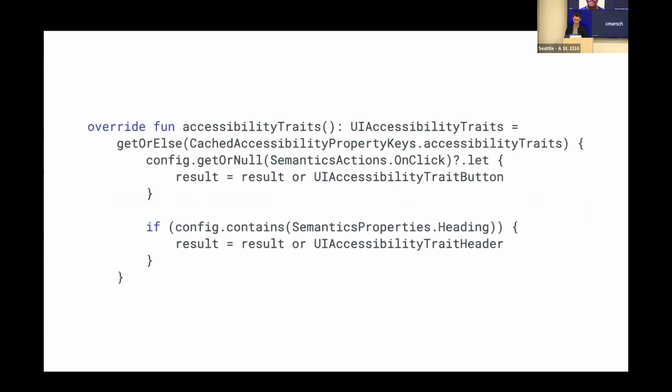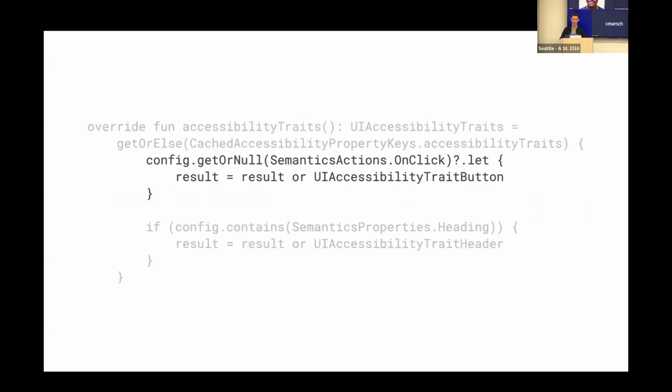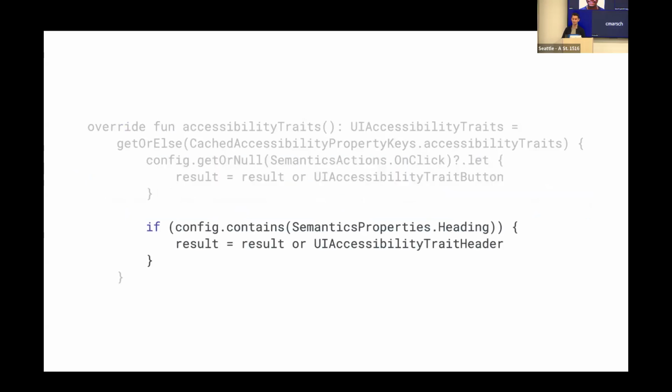There's just a brief snippet of this function. There's many accessibility traits in this function, but I just cut out most of them for the slide. So looking at accessibility traits, for example, if there's a semantics action for the on-click on a semantics node, then we'll set the button trait. Or if we have the heading property set, we'll set the header trait on the accessibility element for iOS.